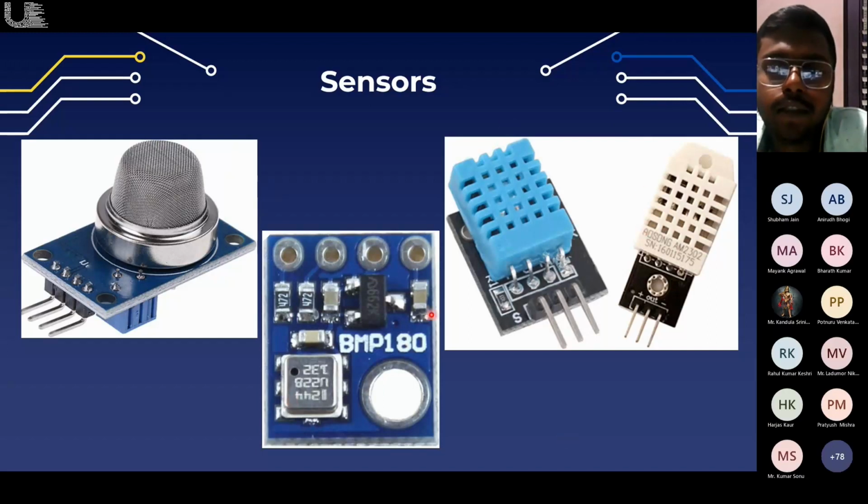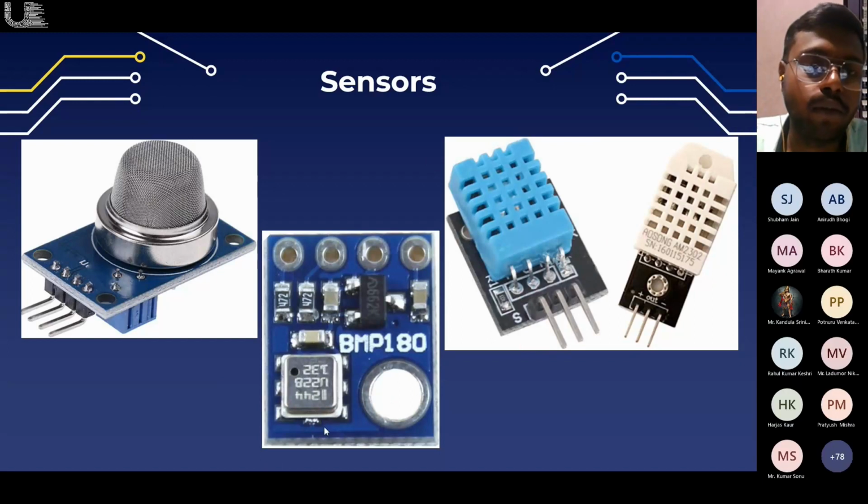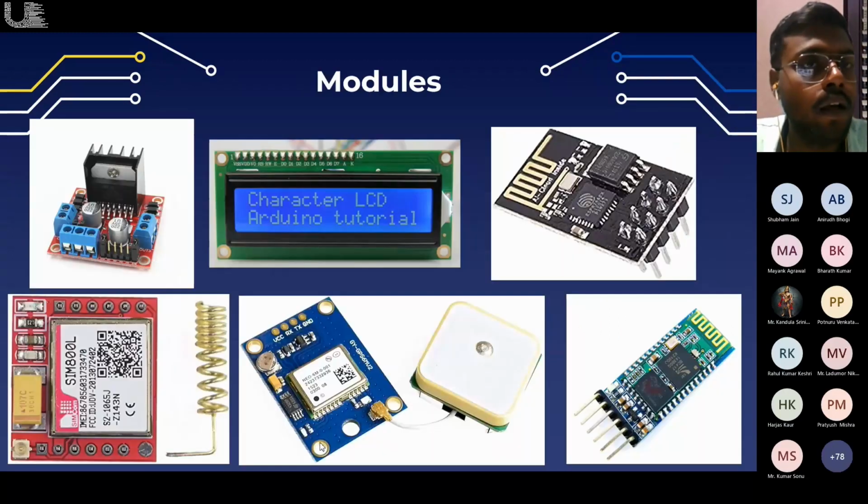Here, this is the DHT11, DHT12 humidity and temperature sensor. It is also a very common type of sensor, which can be used in conjunction with this barometric pressure sensor to devise some climate or weather forecast device.